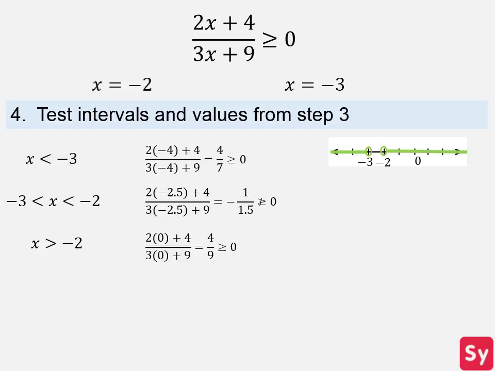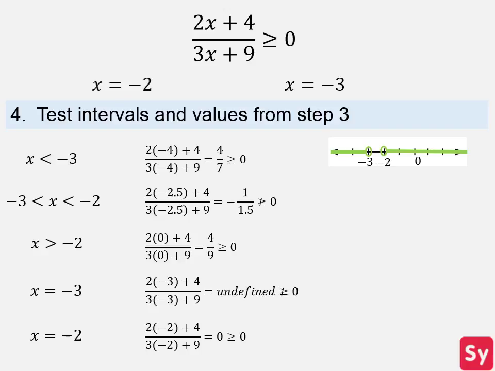Now we will test our values from step 3. First, we will test x equals negative 3. We plug in negative 3 and get that our answer is undefined, so this is not a solution. Finally, we test x equals negative 2. We plug in negative 2 and see that 0 is greater than or equal to 0. So, x equals negative 2 is a solution, and we will fill in the circle at negative 2 on our number line. Now we can look at our number line and derive a solution. Our solution is x is less than negative 3, or x is greater than or equal to negative 2.